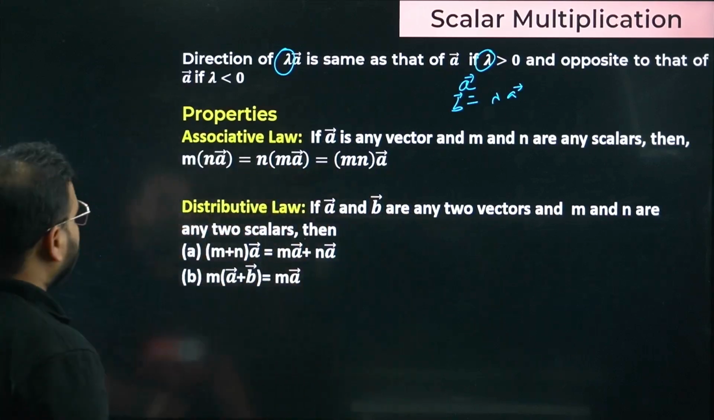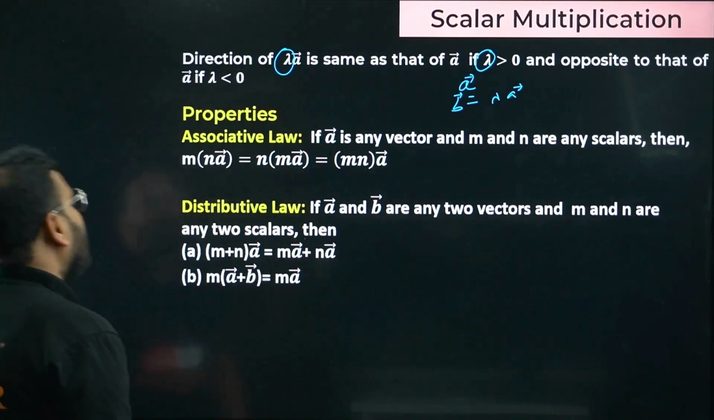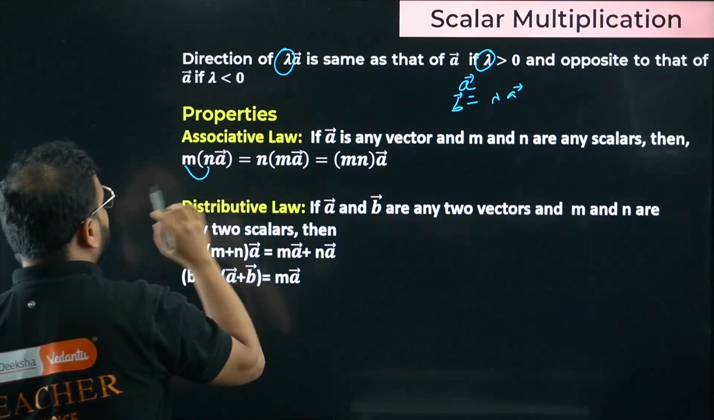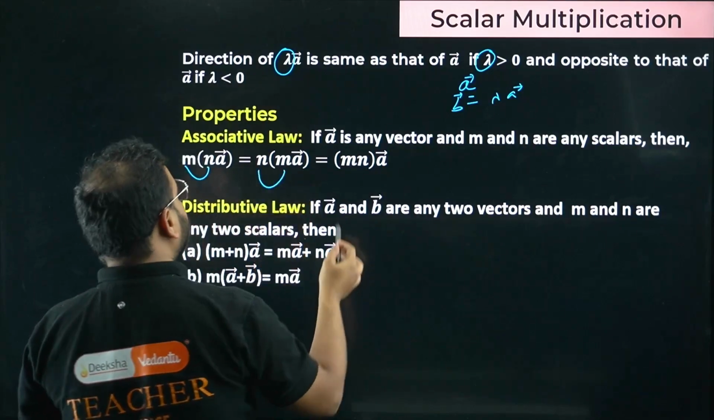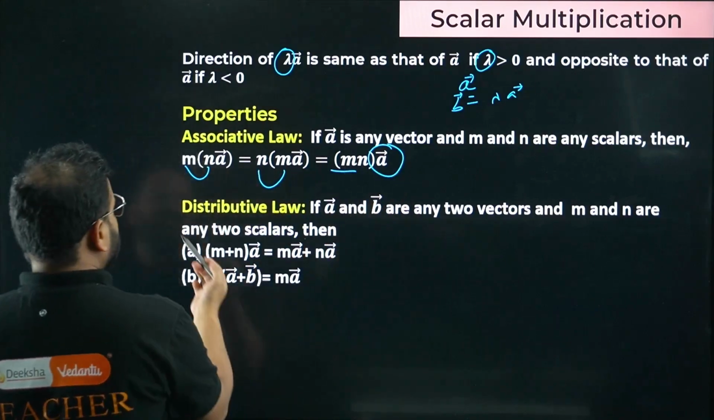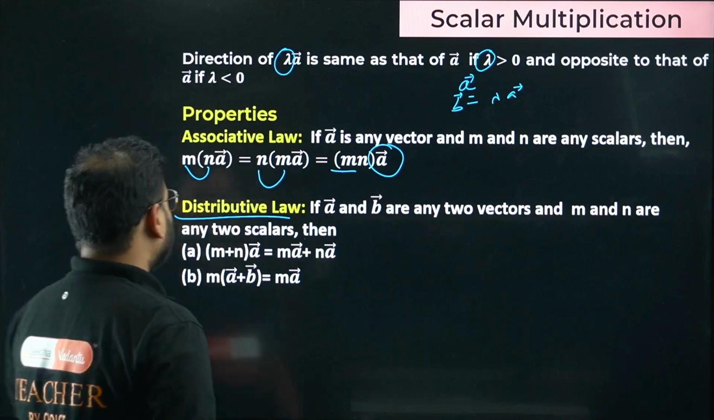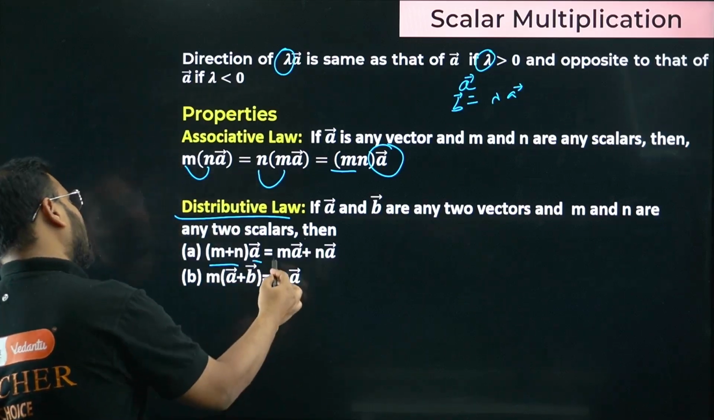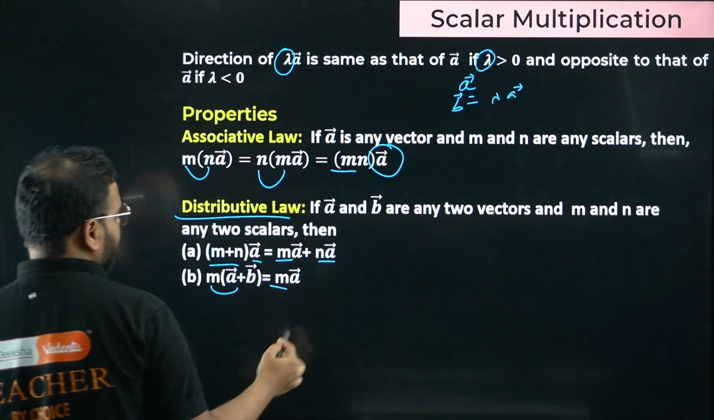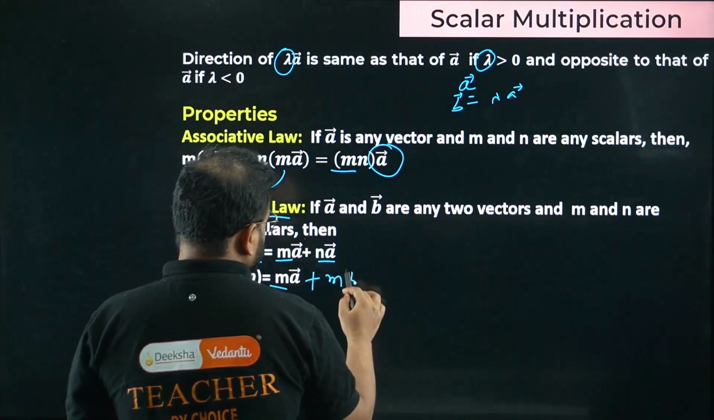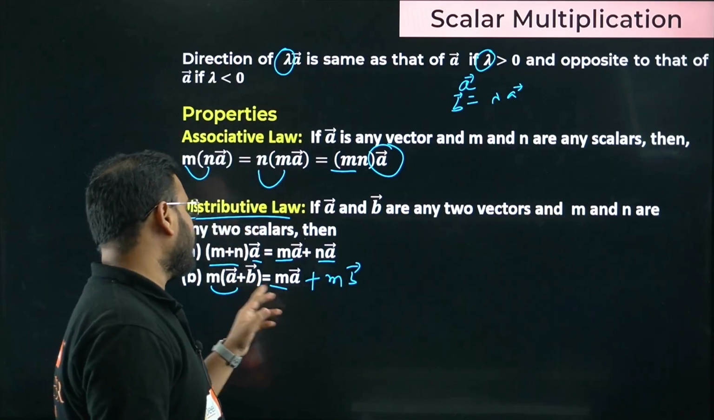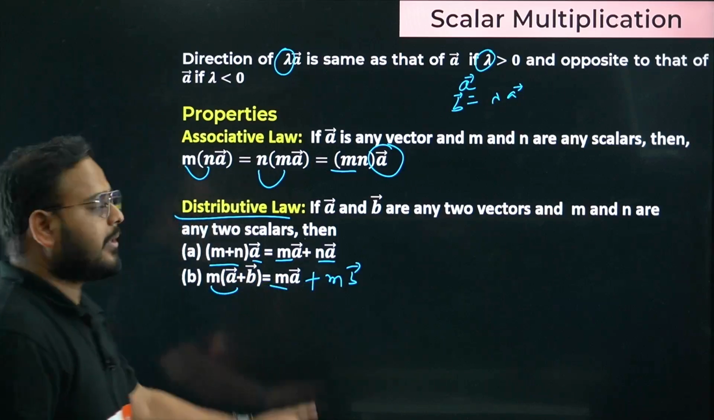We have some properties over here. Associative law: we can multiply m to n vector A, or n to m vector A, or simply multiply mn together and then multiply to the vector A. We also have the distributive property: m plus n times A is ma plus na, and m times A plus B is ma plus mb.